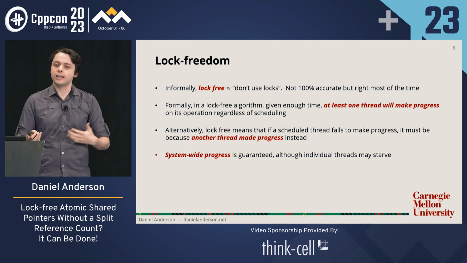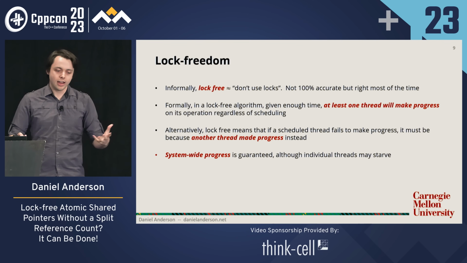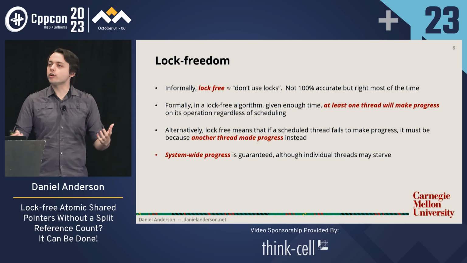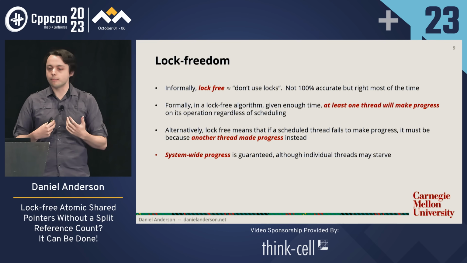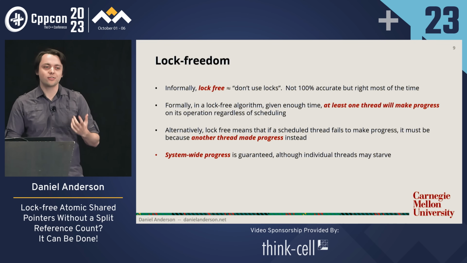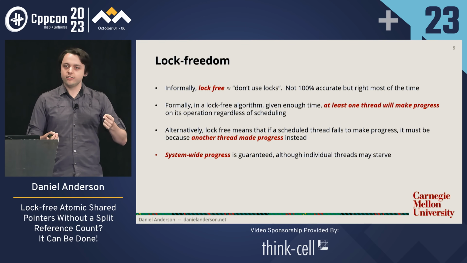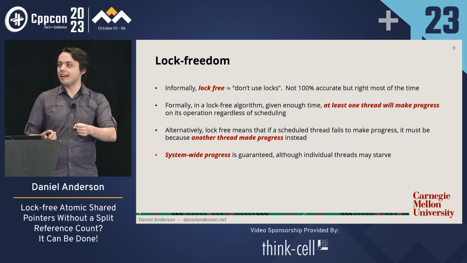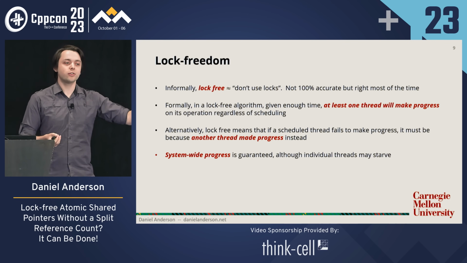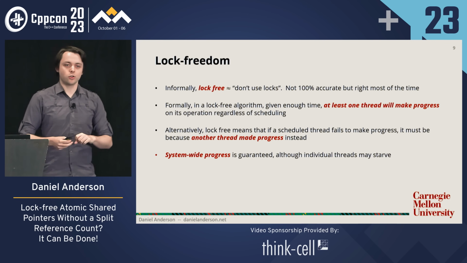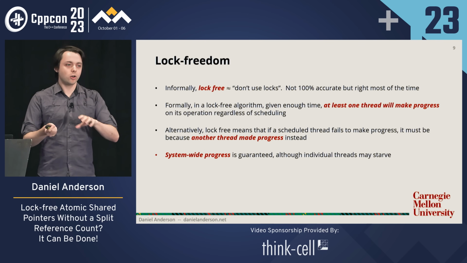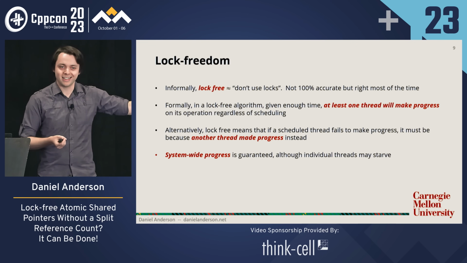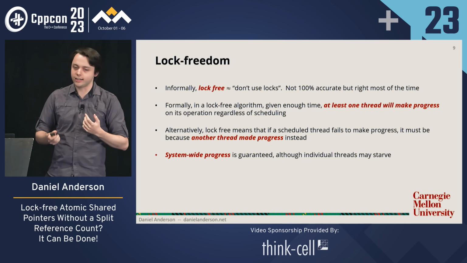A little bit more formally, in case you're interested, in a lock-free algorithm, we have the guarantee that over time, at least one thread will make progress on its operation regardless of scheduling. My preferred intuitive way of thinking about lock-free is that if a thread is scheduled and it tries to make progress and it fails, it must be because another thread made progress instead. So you can only be blocked from making progress because someone else made progress. You cannot be blocked from making progress by someone who is also not making any progress. So that's the way I like to think of it.